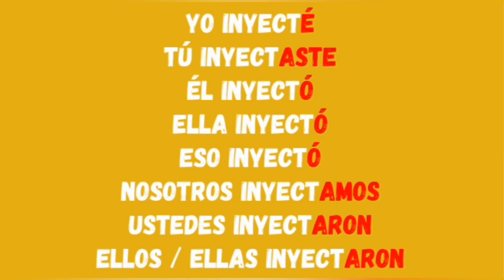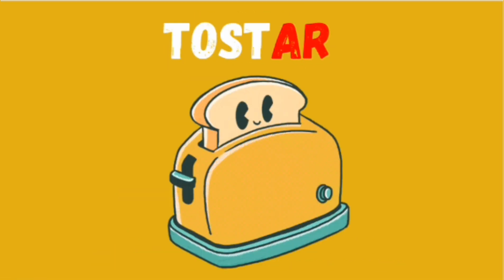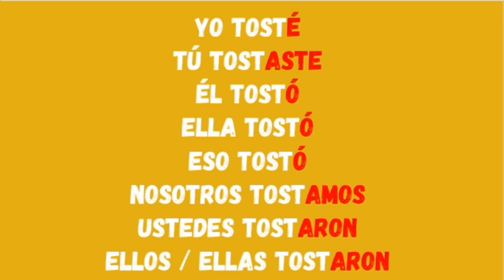Now let's go to this verb, to toast. Okay, to toast means tostar. So now let's see how you have to conjugate this in the indefinite past. If you want to say I toasted, in Spanish you have to say yo tosté. If you want to say you toasted, you have to say tú tostaste. If you want to say he toasted, you have to say él tostó.